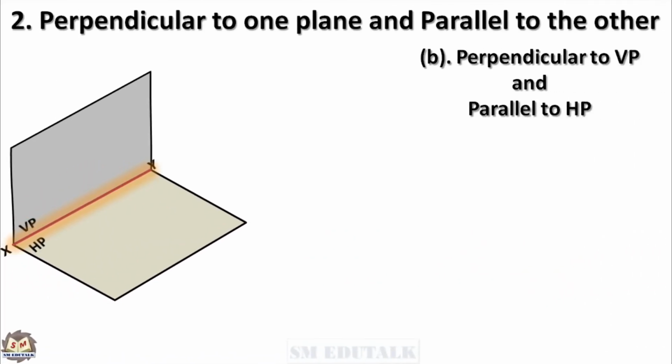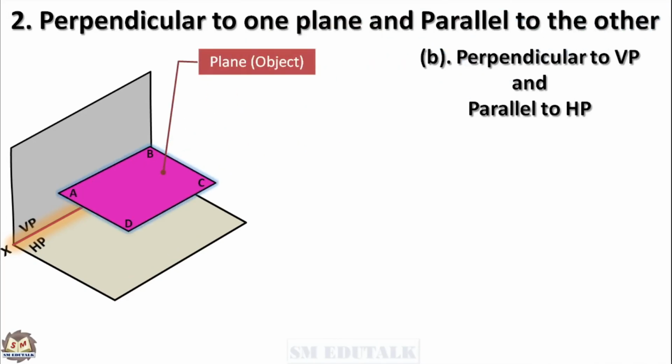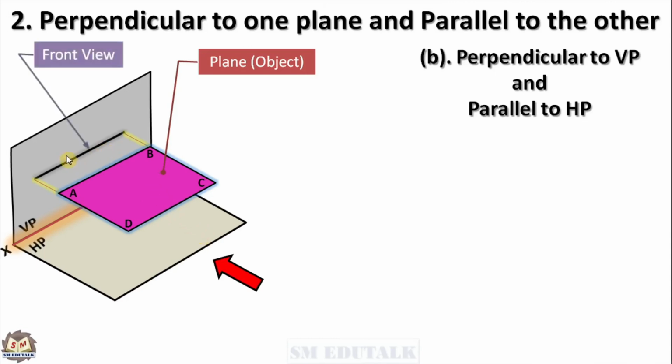Second subtype is perpendicular to VP and parallel to HP. Here also the plane ABCD is kept in the first quadrant. This plane is kept perpendicular to VP, that is, it makes 90 degree to VP, and parallel to HP, that is, it is equispaced with HP. When you look at the plane ABCD standing in front, it looks like a horizontal line. That's why the front view of the plane ABCD is projected to VP as a horizontal line.